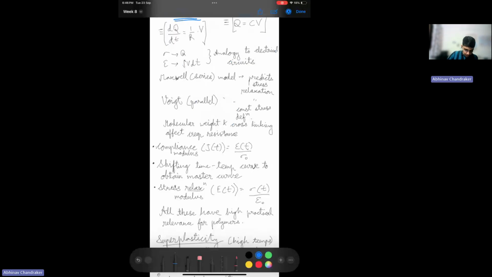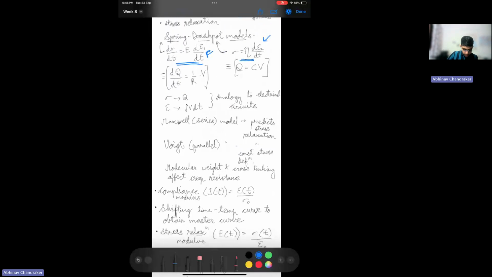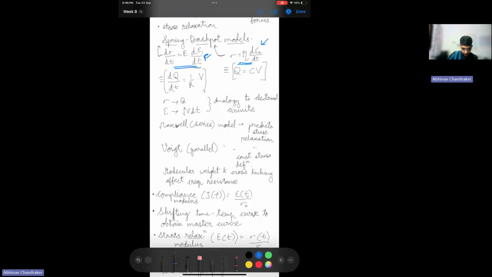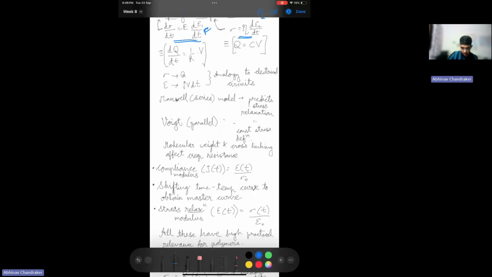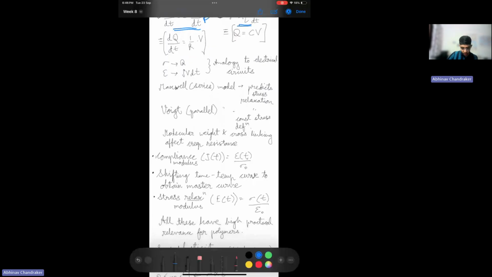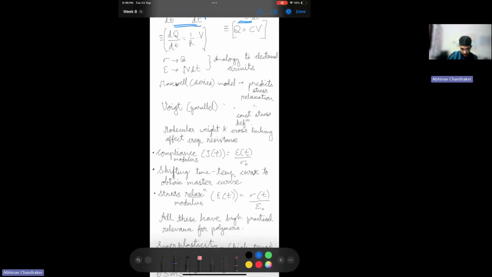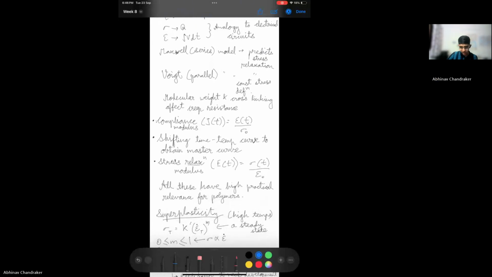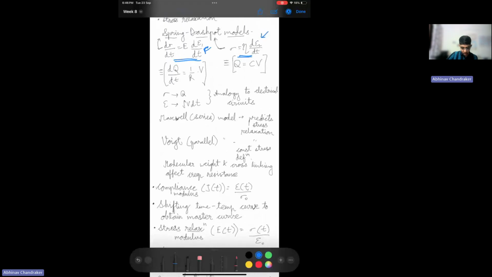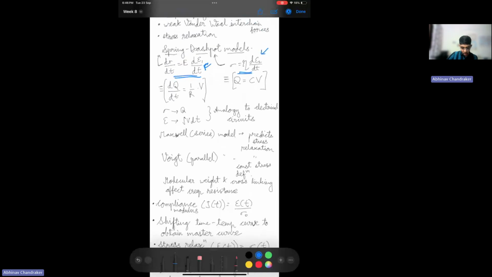Using these spring and dashpot, if you keep them in series, you call it a Maxwell model, and it predicts stress relaxation phenomena well. But if you keep them in parallel, it's called the Voigt model, and it predicts constant stress deformation well. So each of these models predicts one phenomenon well, but it cannot predict the other one. This is also one of the aspects of this spring-dashpot approach.